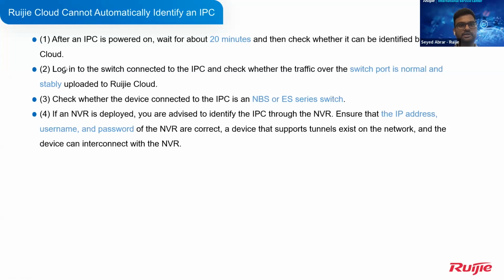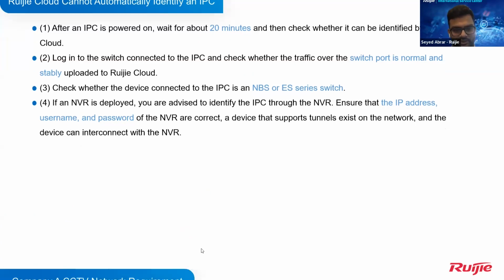So how will the IPC automatically come online? Once the IP camera is powered on, wait for 20 minutes, as I said before. If it is an NVR, wait for 30 minutes and check whether our Reyee cloud identified it. How will the Reyee cloud identify it? You can see the traffic on the ports. I can show you that as well.